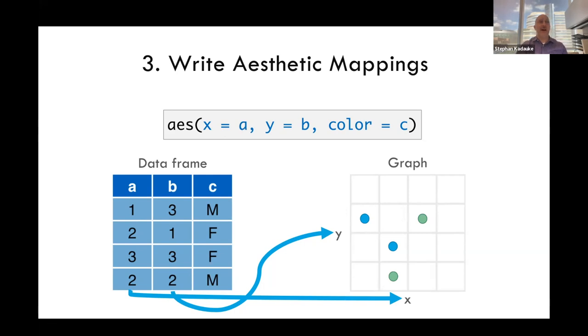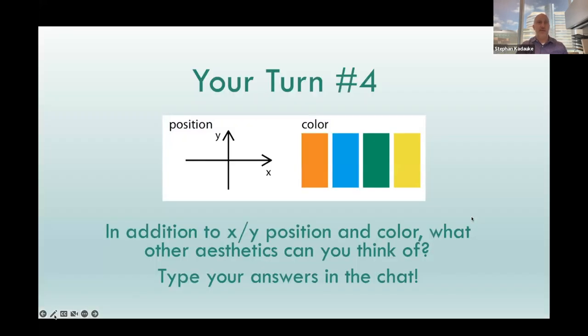So aesthetics are a powerful and fundamental concept in the grammar of graphics. So I want to do a quick your turn to just explore this idea and consolidate it a little further. We looked at X, Y position and color. Are there any other aesthetics that you can think of? I want you to type your answers in the chat.